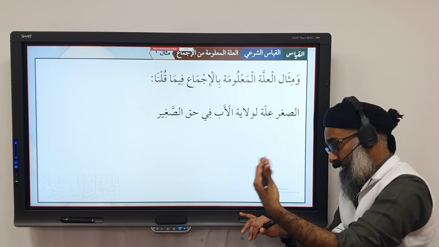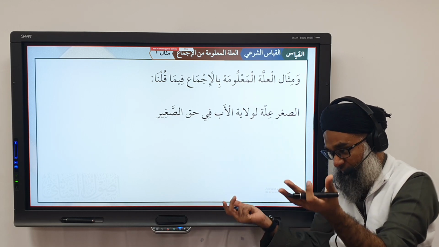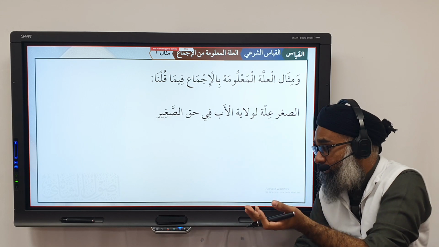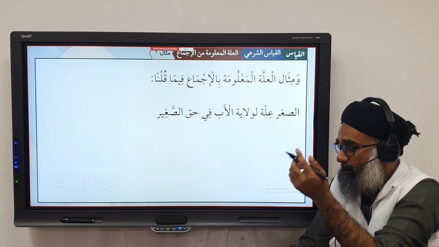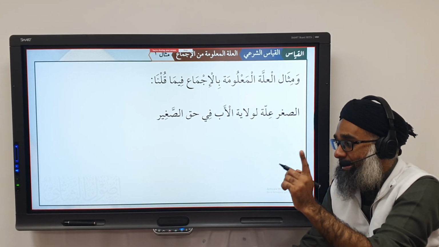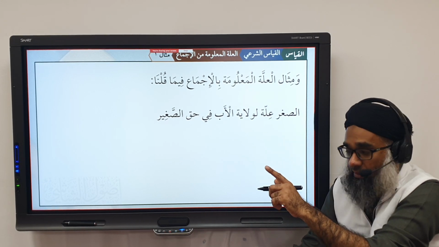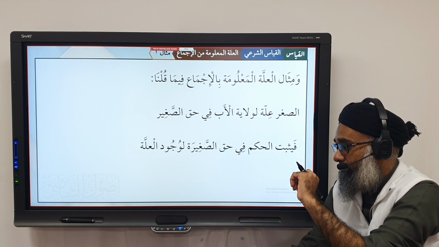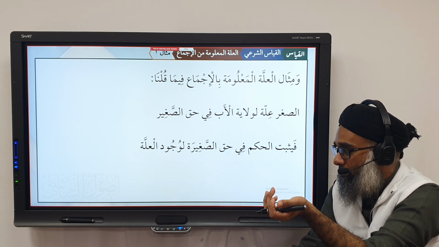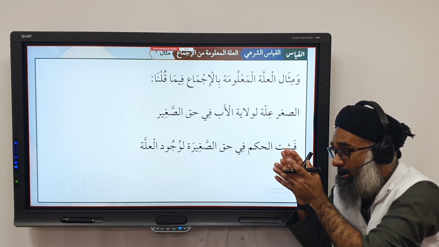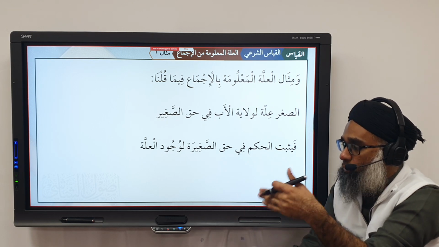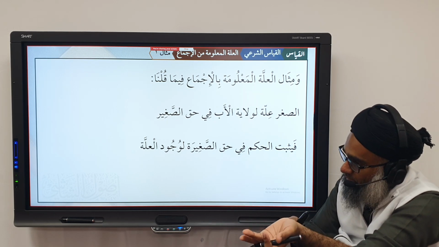Let's say the parents don't have enough money to look after them, but the child inherited money, or somebody gave the child a gift. To spend the money on them, buy clothes for them. All of these things the parents have. Yes? So as-Shashi says, illatun li wilayat al-Ab. Sighar, being young, is an illah for the father to have wilaya over the saghir. So therefore, if he has wilaya over the young boy, فَيَثْبُتُ الْحُكْمُ فِي حَقِّ الصَّغِيرَ. Due to the illah. If he's got a young girl, same thing.